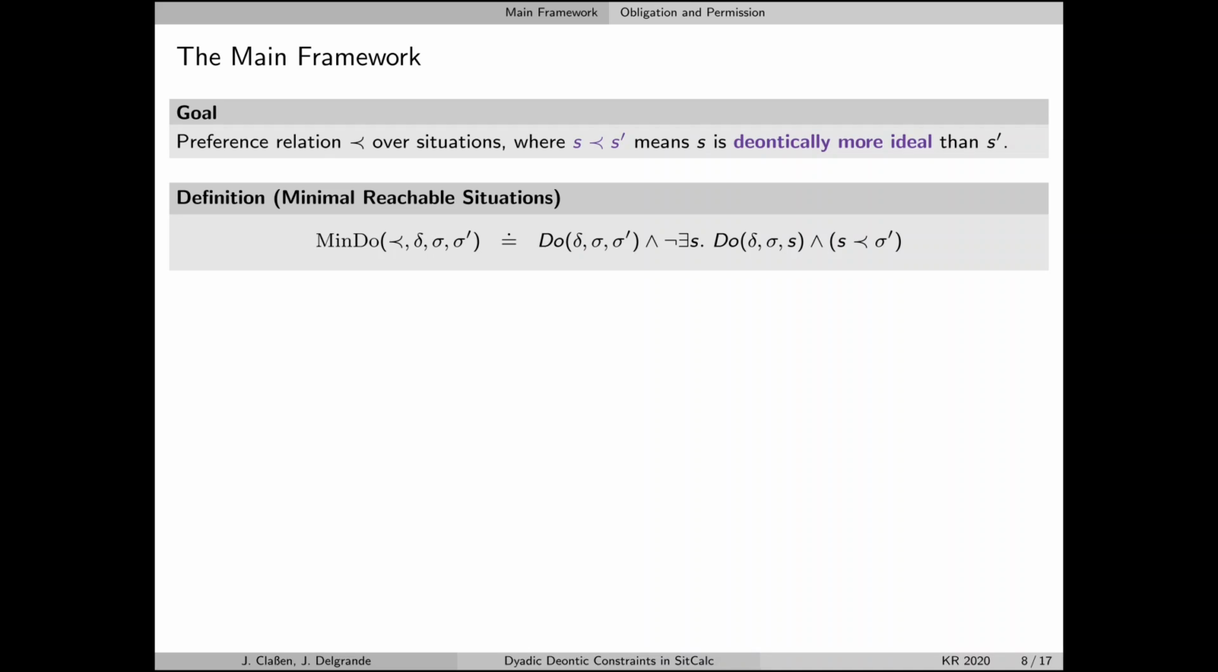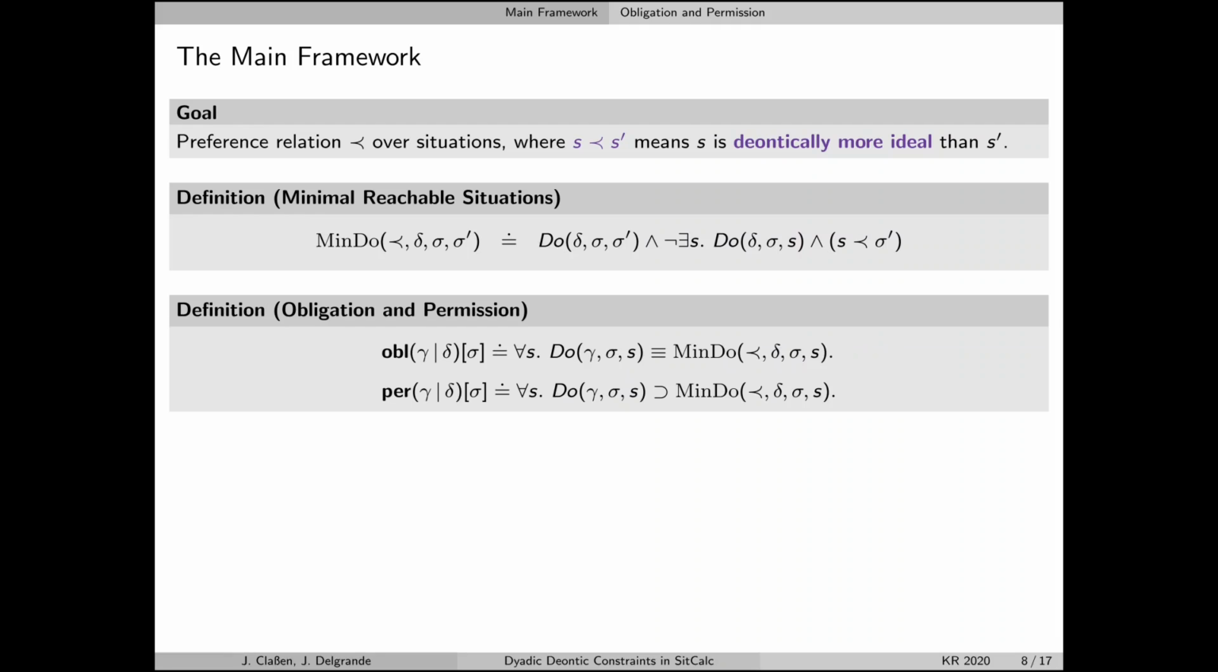We can then define the minimal situation sigma prime reachable from sigma by means of program delta, which are simply the ones reachable as defined through do, such that no other more ideal situations are reachable. This gives us derived notions of dyadic obligation and permission, where these operations should be read as gamma is obligatory or permissible, given that the agent is committed to a course of action according to delta.